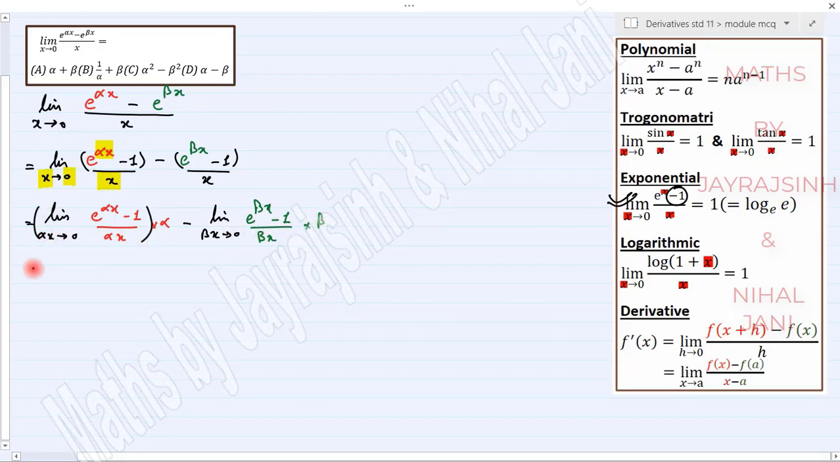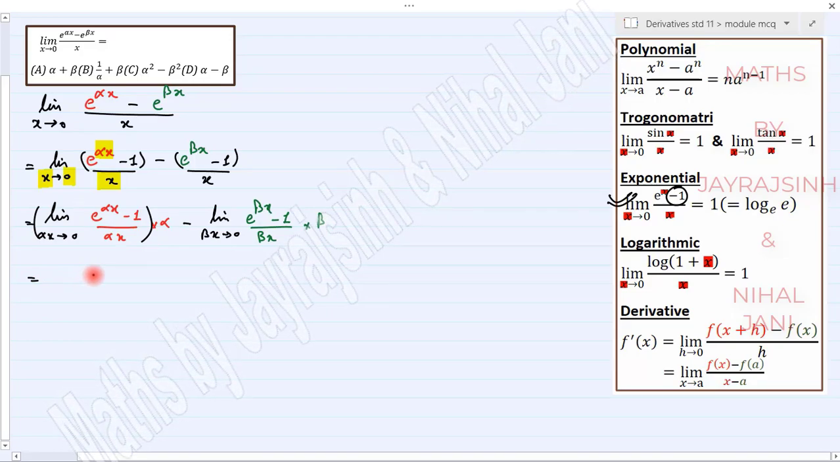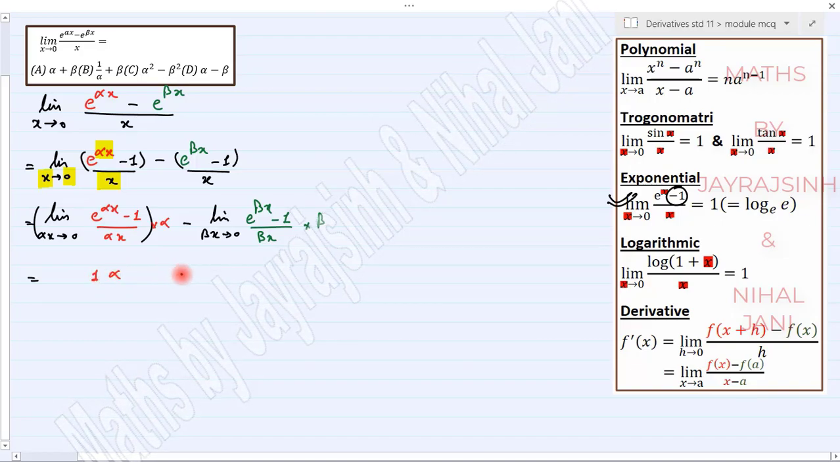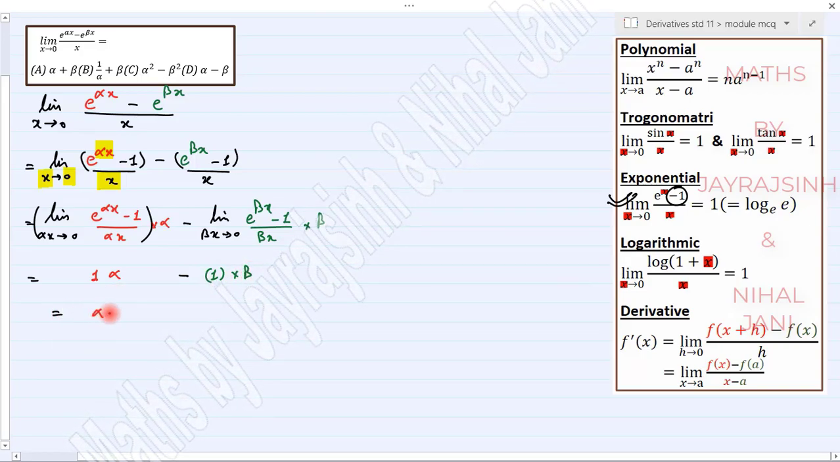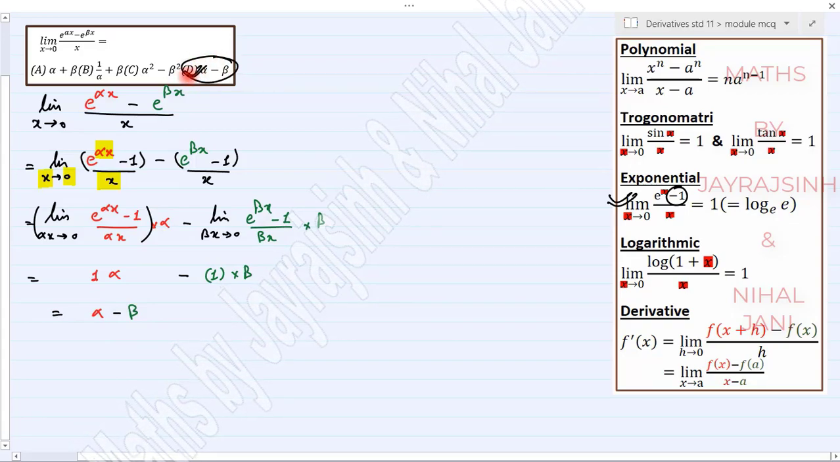So we are ready to apply the limit. As alpha x tends to 0, e raised to alpha x minus 1 upon alpha x will become 1, into alpha, and the second term will become 1 into beta. So your answer will be alpha minus beta, which is given in option D.